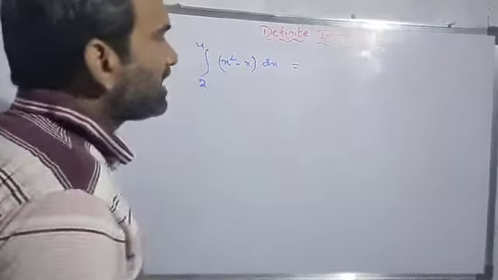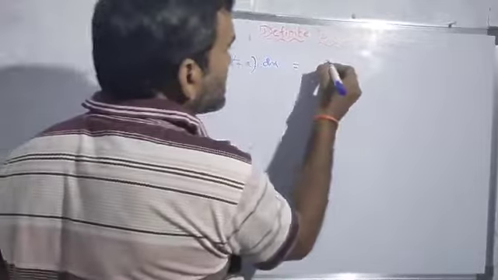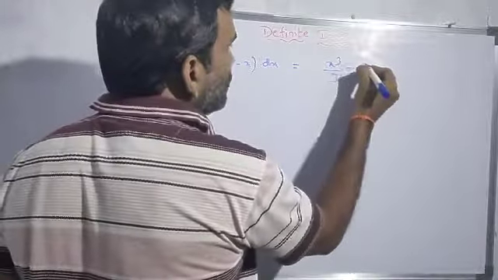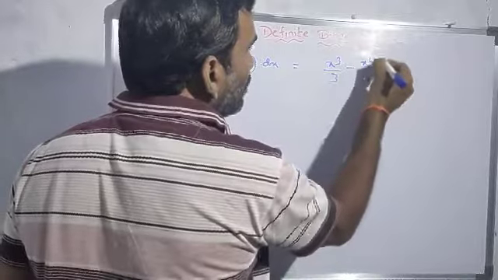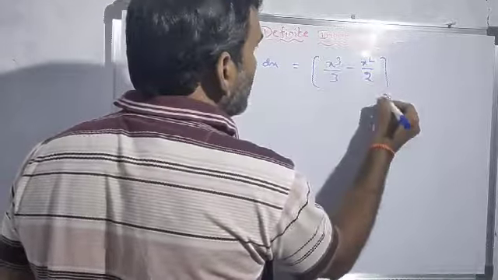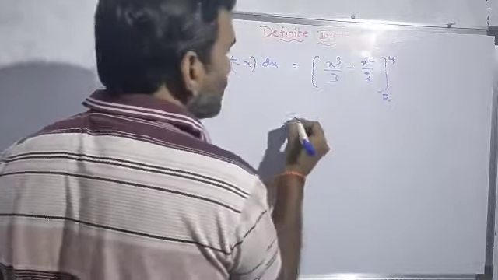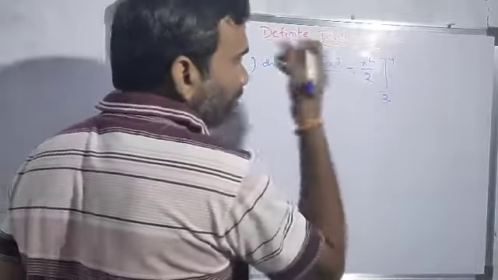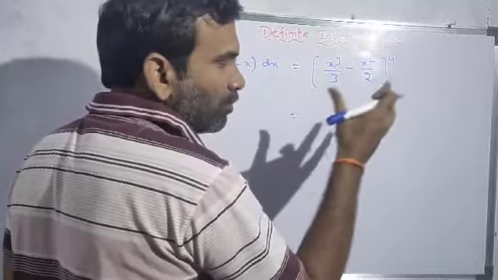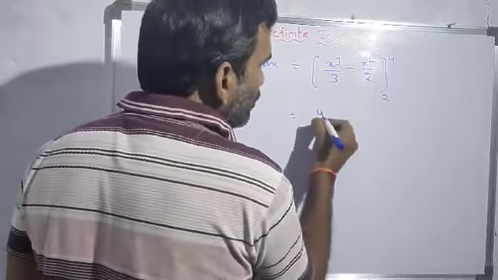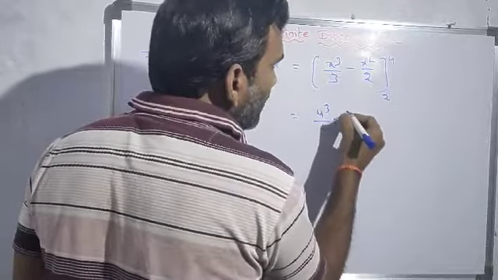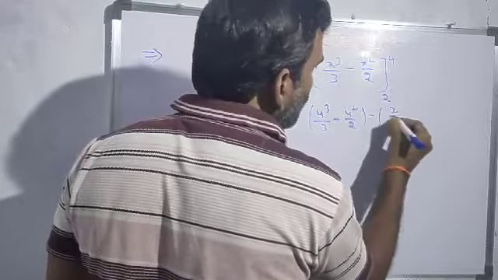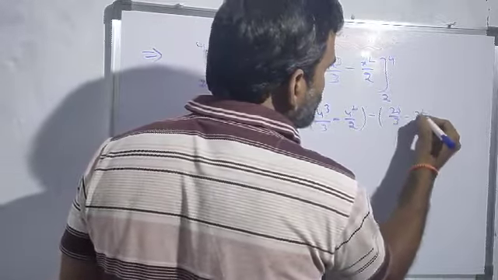So here, integration of x square dx is x cube by 3. Integration of x dx is x square by 2. For this value we have to take limits from 2 to 4. That means in the place of x, first we have to take the total upper value minus lower value: 4 cube by 3 minus 4 square by 2, minus (2 cube by 3 minus 2 square by 2).